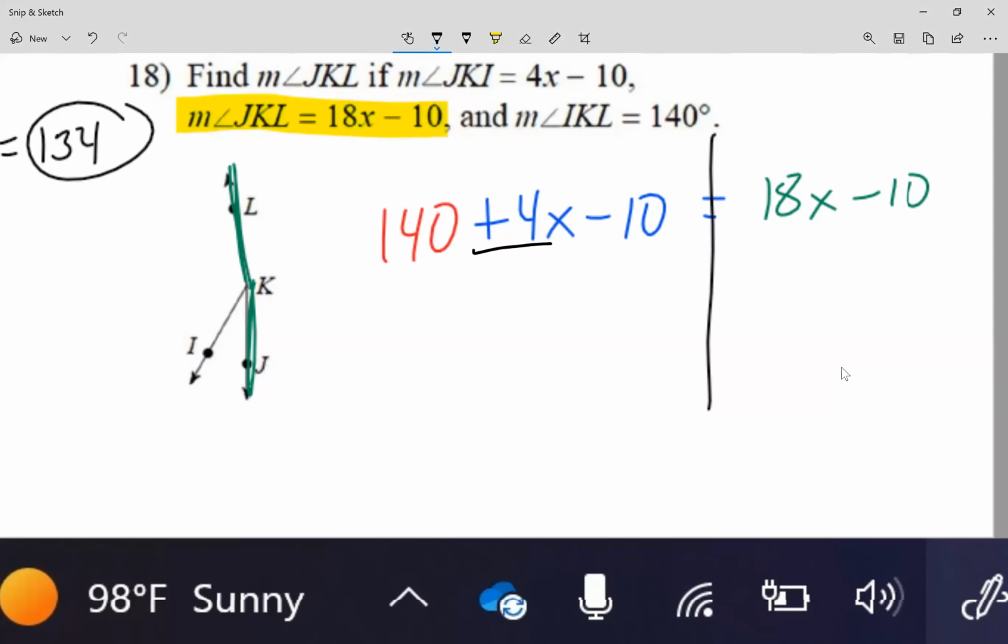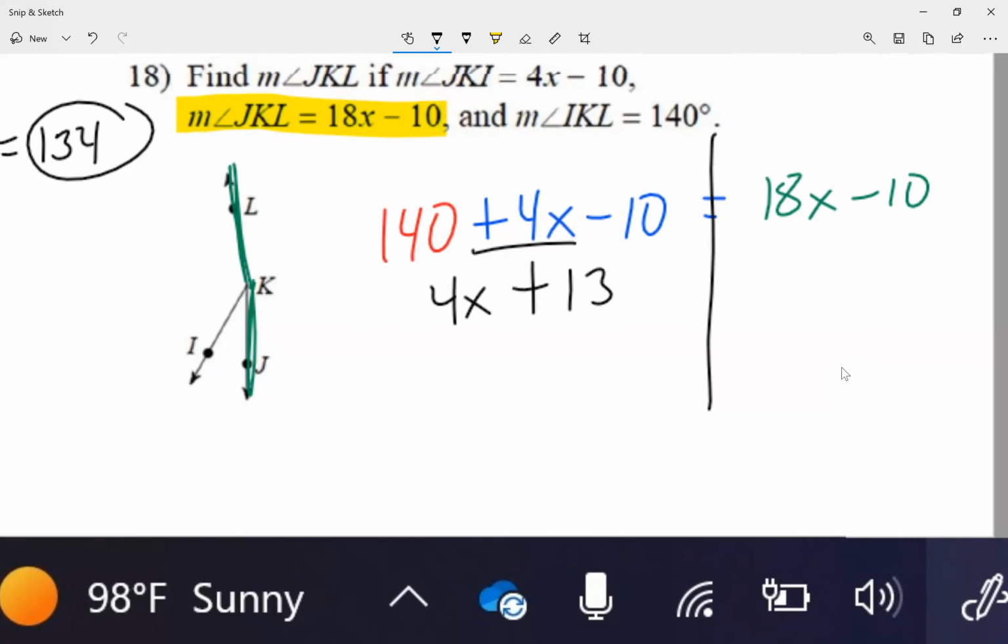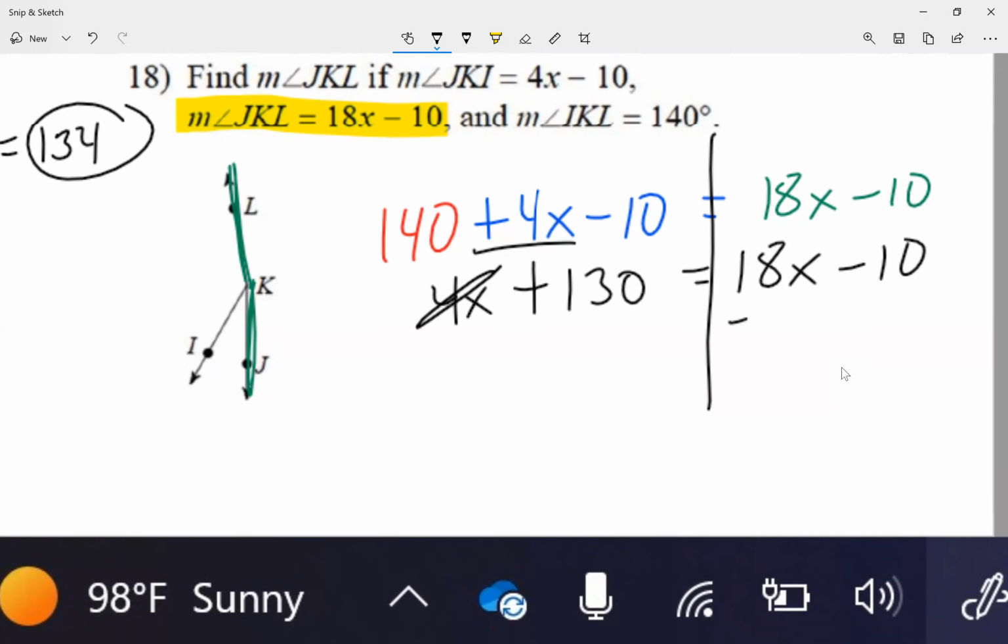Let me combine my like terms. When it comes to letters, I just have 4x. Number-wise, 140 minus 10, let me call that 130. On the right side, nothing I can combine, so let me call this 18x minus 10. Let me combine my x's. So 4x, let me move it to the other side as a minus 4x. And then minus 10, let me move it to the other side as a plus 10.